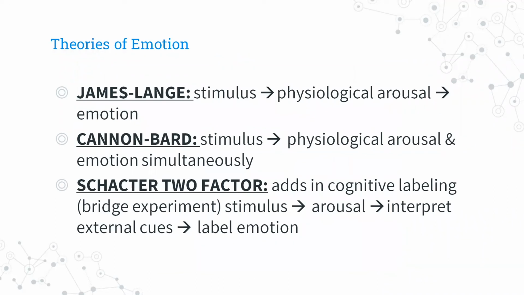There's emotion, like why we have emotion and how it works. So people thought that we have a stimulus and then our body has some reaction and then it goes to emotion, or we have a stimulus and our body reacts and we feel the emotion simultaneously, or we have a stimulus and then our body reacts and then we have to interpret the stimulus in our brain before we can have our emotion.